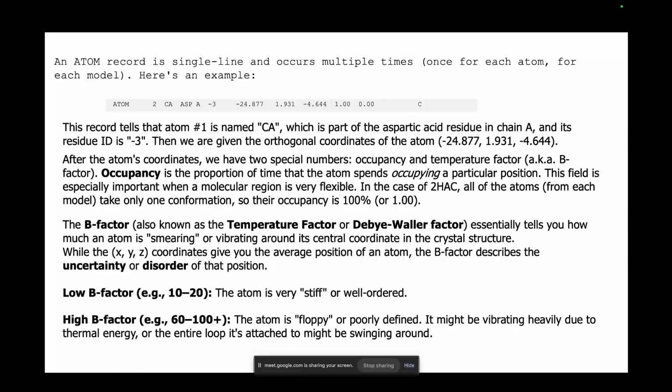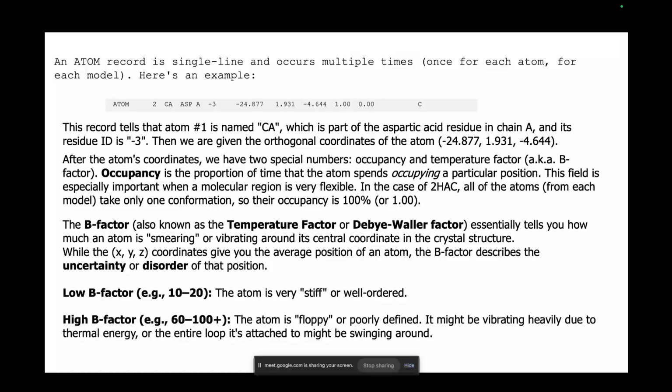The B factor, on the other hand, is known as the temperature factor, and it tells you how much an atom is vibrating around its central coordinate in the crystal structure. You can think of this as a standard error metric. The atom is positioned at a particular XYZ coordinate; what is the error associated with that? How much is it vibrating and slightly moving around? That is what the temperature factor, or B factor, is giving you: the standard error of the atom being at that particular location.